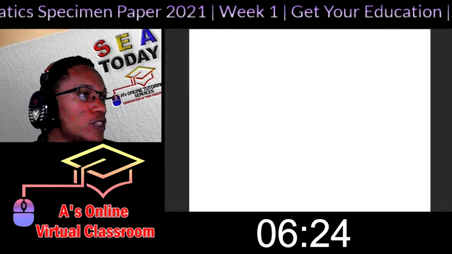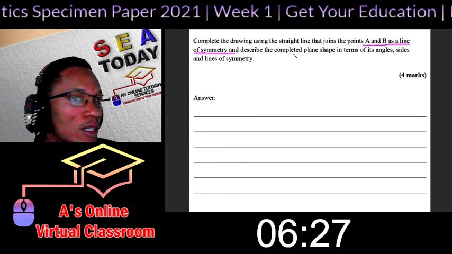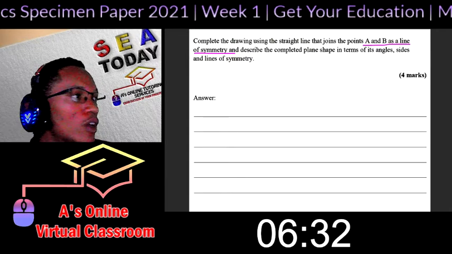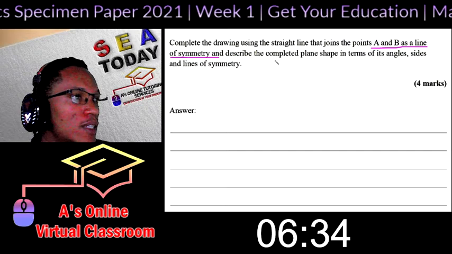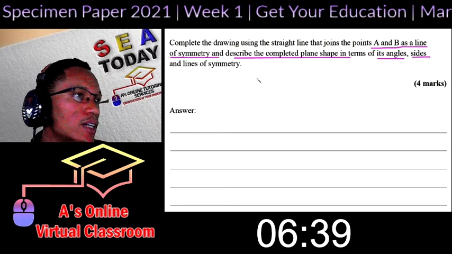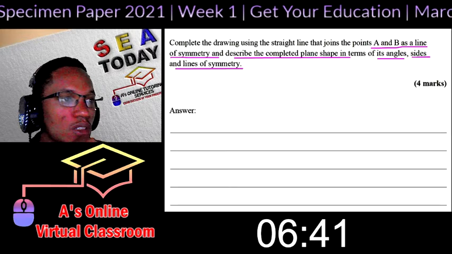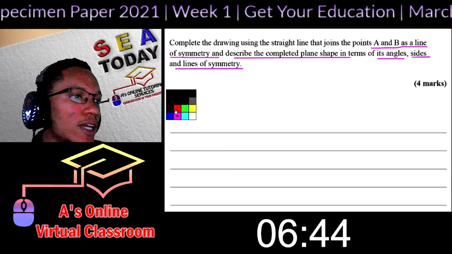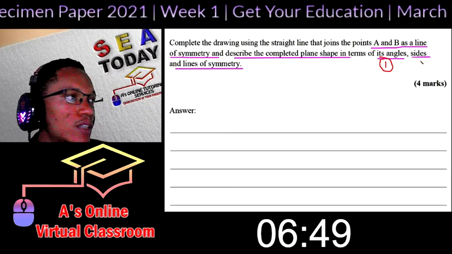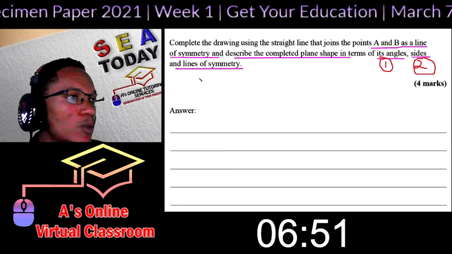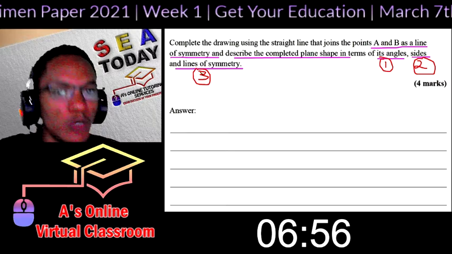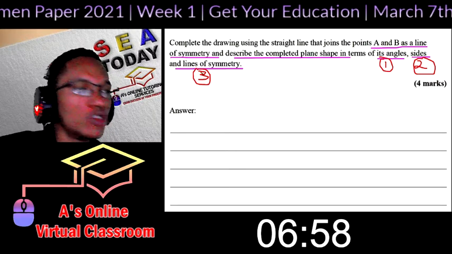So we just did the first part of the question that says to complete the drawing using AB as a line of symmetry. Now for this part here, it says describe the completed plane shape in terms of its angles, sides, and lines of symmetry. So the first thing we're going to do is look at that thing we drew and talk about its angles. Then we're going to talk about its sides. Then we're going to talk about its lines of symmetry. Right? So just put in some numbers so we can keep track of what we are doing.